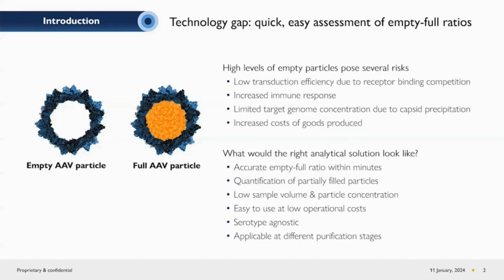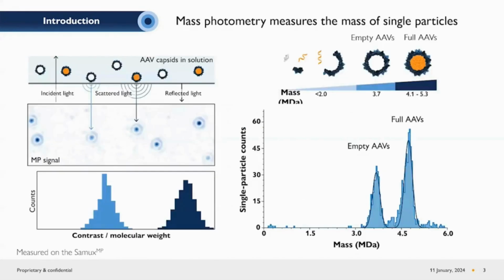All of those points we took into consideration when we developed the SAMOX MP, the mass photometer dedicated to AAV analysis. The SAMOX MP is based on our core technology, which is mass photometry. It is a type of microscopy where you have as a sample carrier a glass surface. It's a standard microscopy cover slip where the end user will pipette their AAV in solution in their buffer of choice, without any need for labeling or extra treatment.